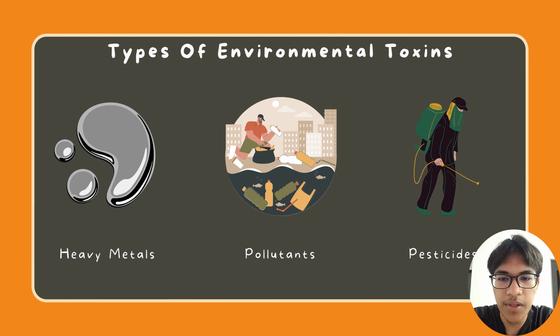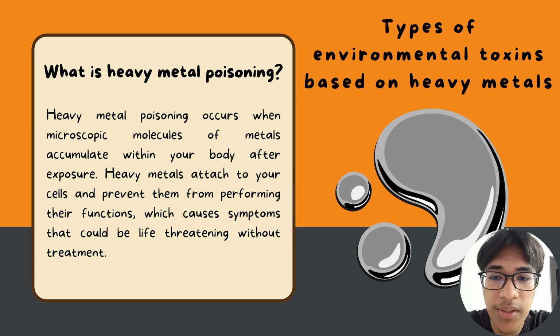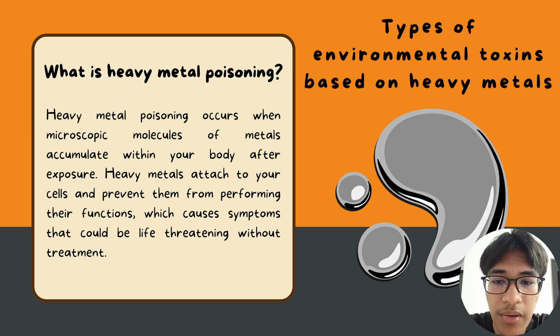For the next topic, we have the types of environmental toxins, which are heavy metals, pollutants, and pesticides. So the first one is heavy metals. What is heavy metal poisoning? Heavy metal poisoning occurs when microscopic molecules of metals accumulate within your body after exposure. Heavy metals attach to your cells and prevent them from performing their function, which causes symptoms that could be life-threatening without treatment.